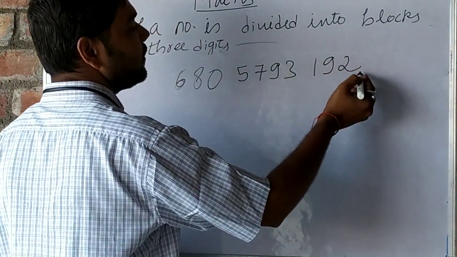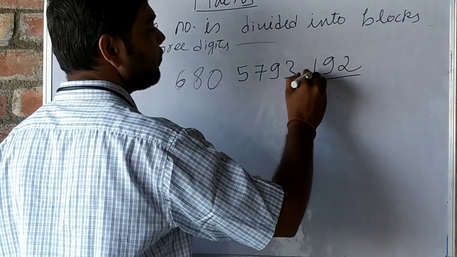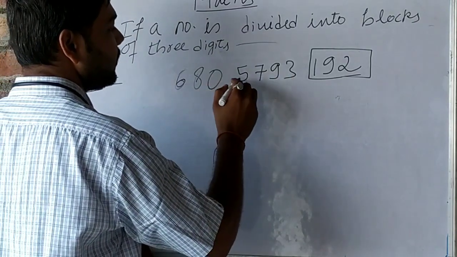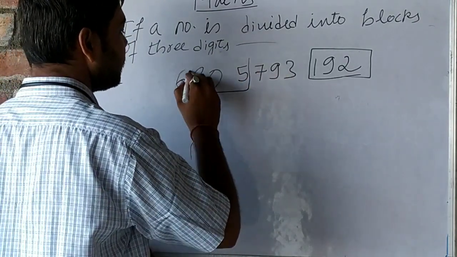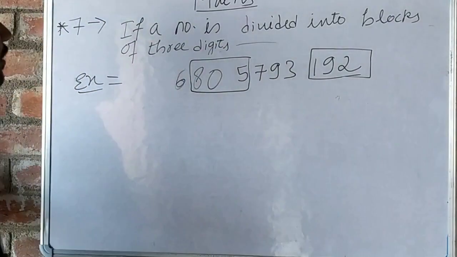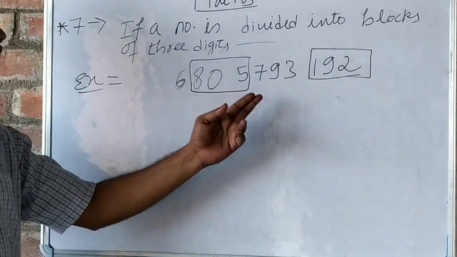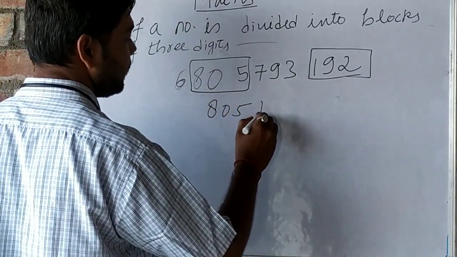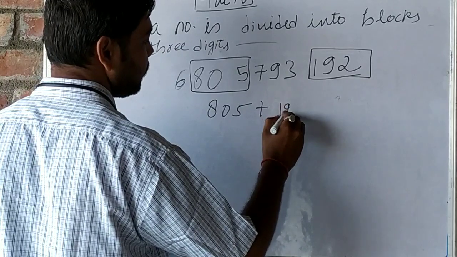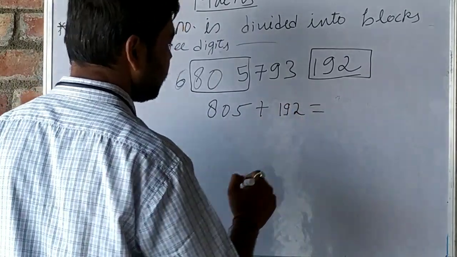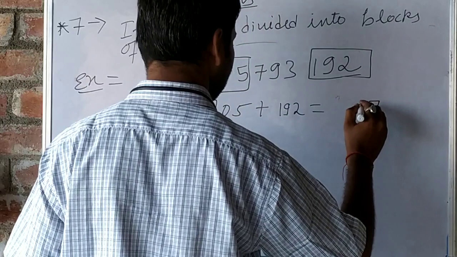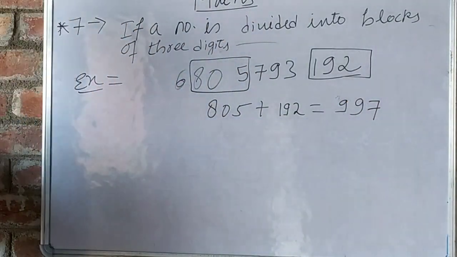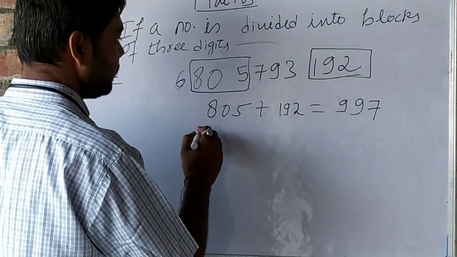What will we do? Again, we will see the number and make a block of 3 digits. Then we will leave 3 digits. Then we will make a block of 3 digits. Understand? Like this. We will add the numbers given in the blocks. That is, 805 will be added to 192. So the result will be 997.